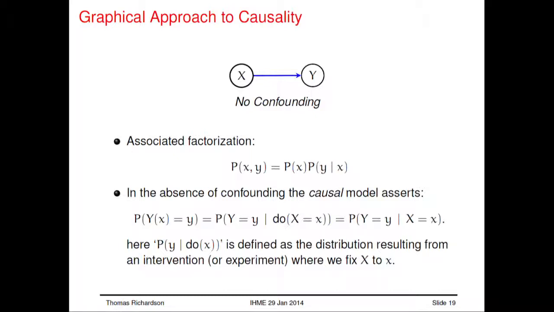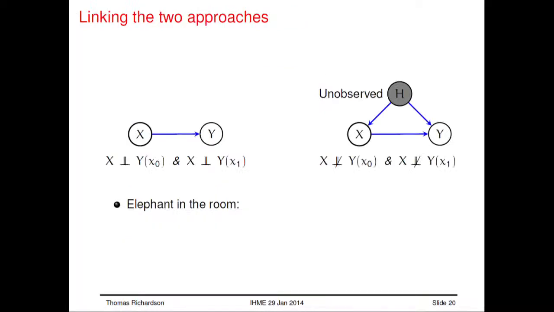Okay, so the question is, how does this relate to the counterfactual approach? So I've already started relating it over here. But you'll remember in the counterfactual approach, we said that the absence of confounding corresponded to these two independencies. And if we didn't have those two independencies, then we said there was some confounding. So if at least one of them failed, we said there's some confounding going on.